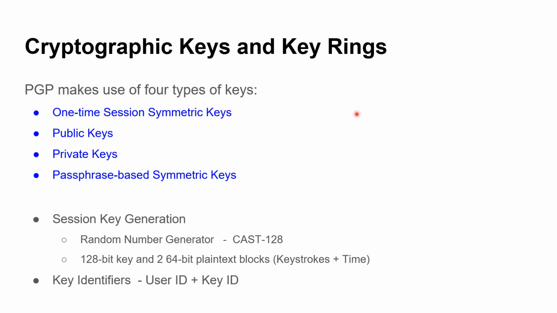Apart from that, we have cryptographic keys and key rings in PGP. Here PGP makes use of four types of keys: one-time session symmetric keys, public keys, private keys, and passphrase-based keys. So these are the different types of keys used by PGP. CAST-128 is used to generate the random numbers.